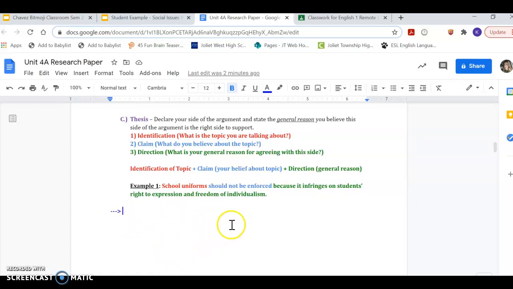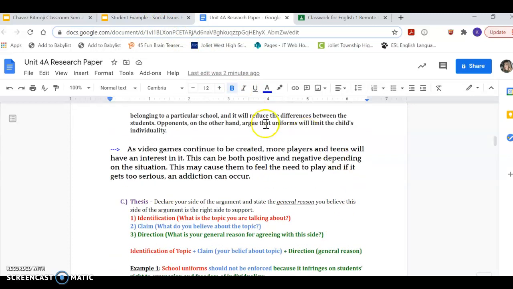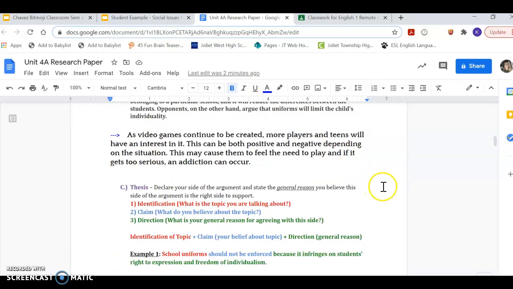So this is how you complete your introduction paragraph. If you have any questions, make sure to ask us and we can help you. And again, make sure you are using your social issues project so that you are not recreating the wheel with the work that you already did in researching this topic.